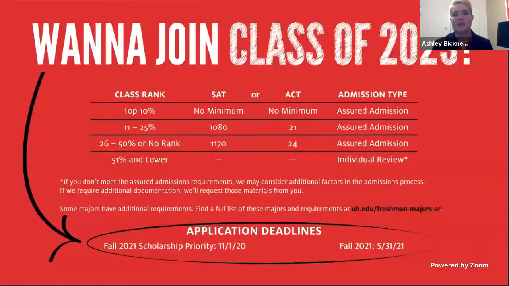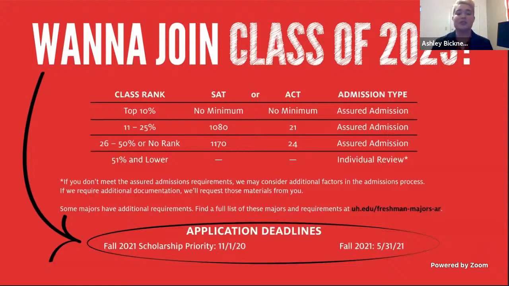So leading in a little bit, how we actually do admissions at the University of Houston. If you plan to apply with test scores, we have an assured admissions criteria. Depending on where you fall in class rank at the end of junior year of high school, there's going to be an SAT or an ACT score that will guarantee admission. Now, if you're in the top 10%, there's no minimum test score. You're automatically going to be admissible to the University of Houston.